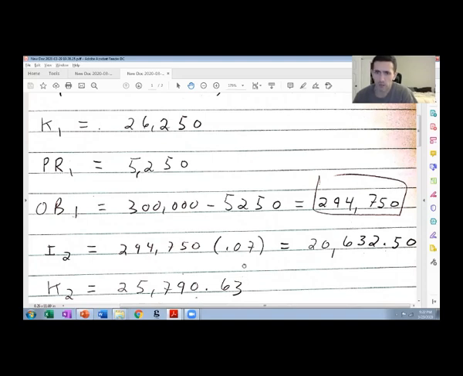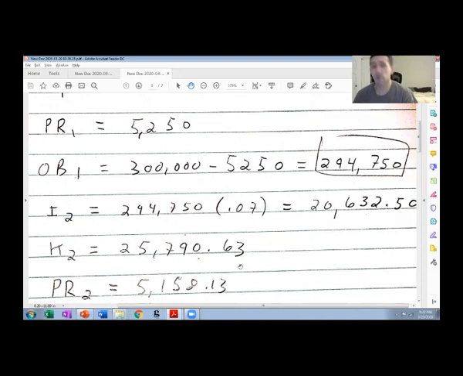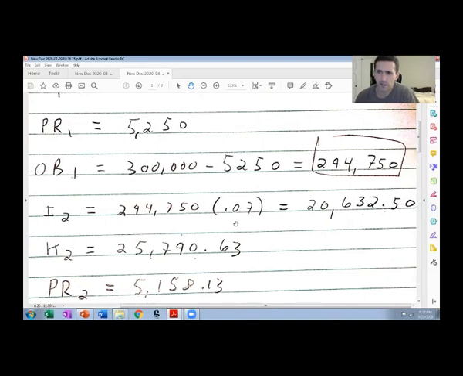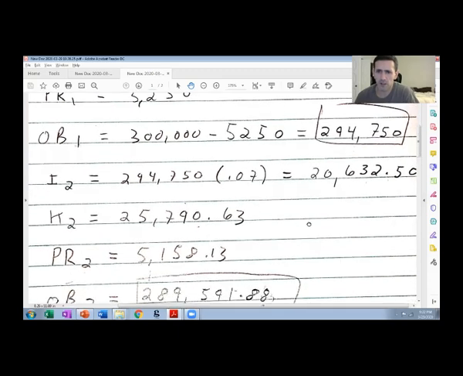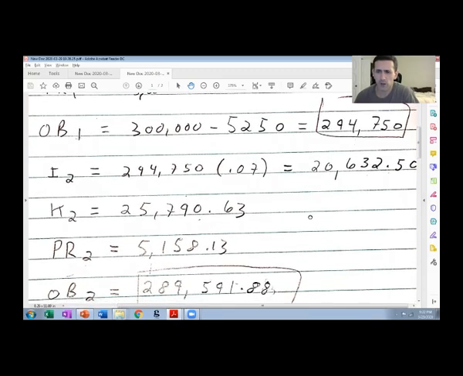And so the principal that you pay at the end of the second year is just this amount minus the interest that you paid. $25,790.63 minus $20,632.50, you get $5,158.13. So subtract that from the previous outstanding balance, and we get $289,591.88. Okay, so that answers the question here. So let's go back.